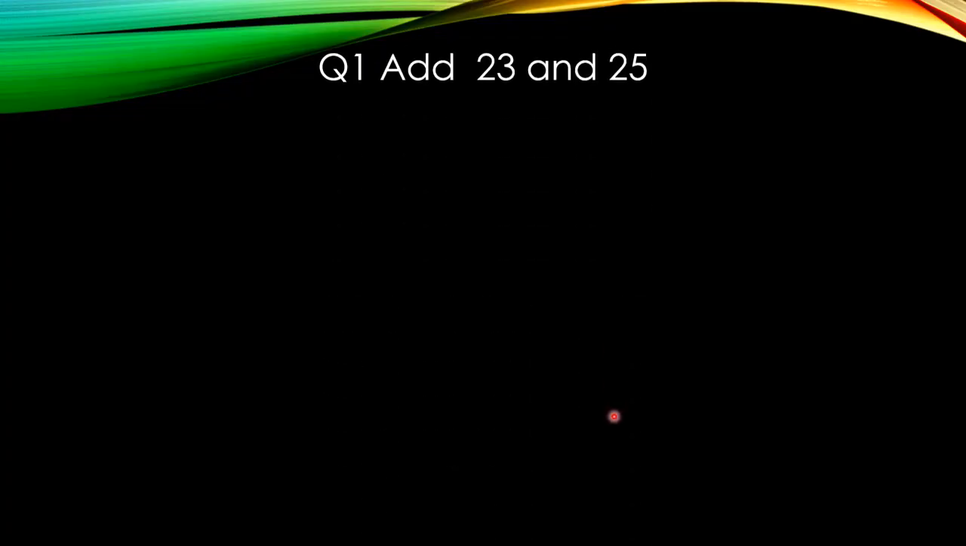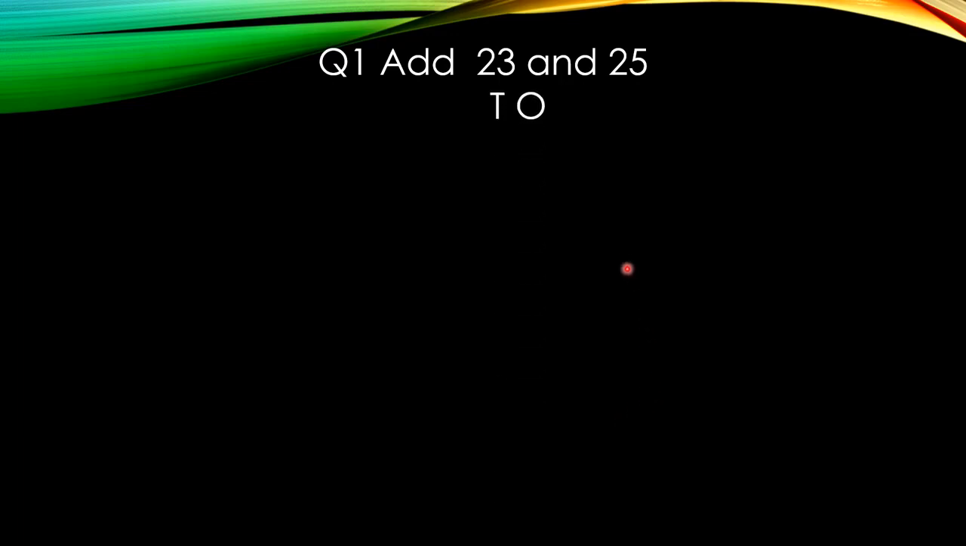Now question number 1, add 23 and 25. So first of all, we will write places on it, ones and tens. So first of all, we will write 23. After that, we will write 25. Okay. Then we will put plus sign and then we have to add.